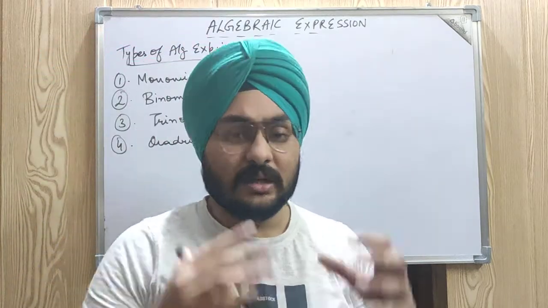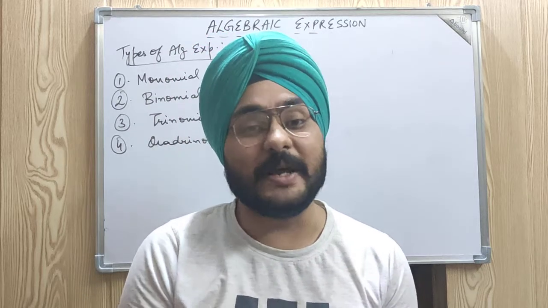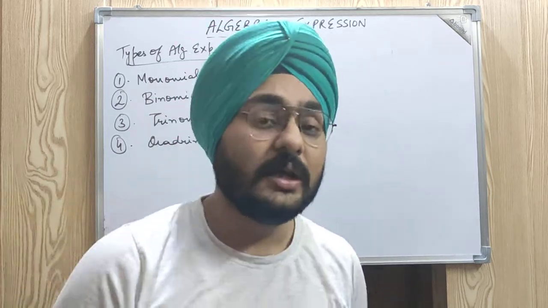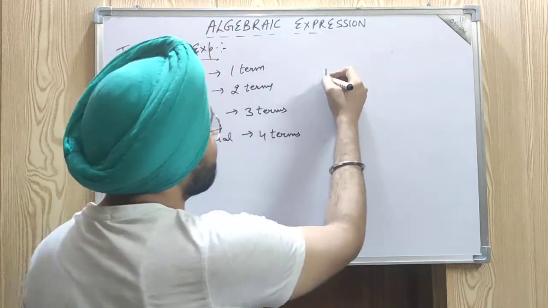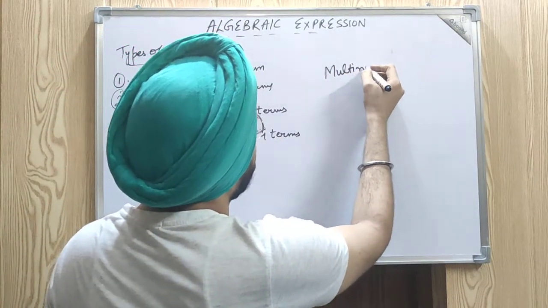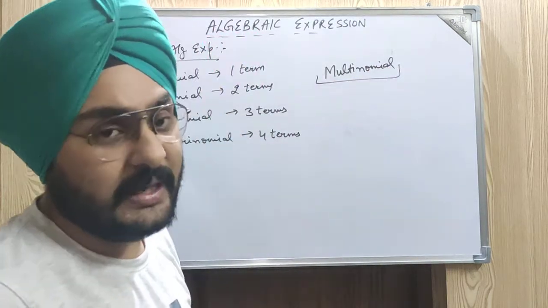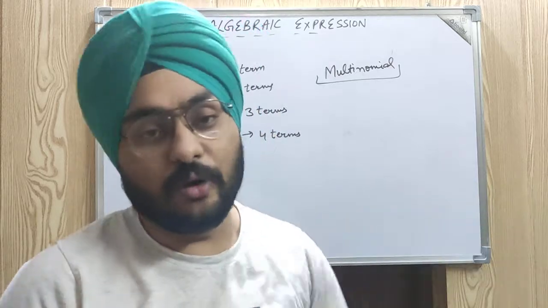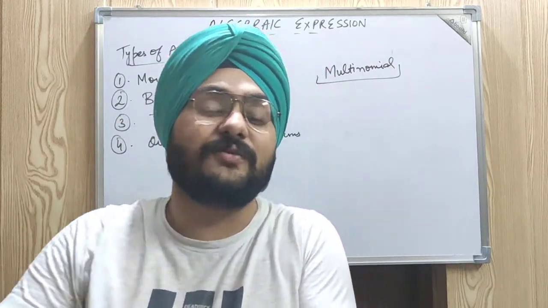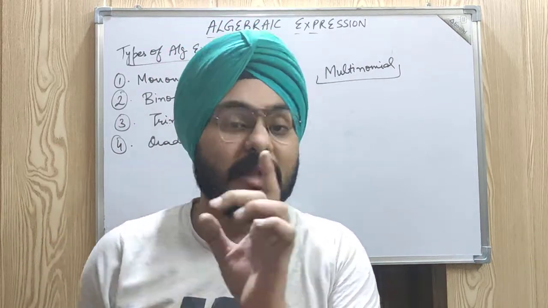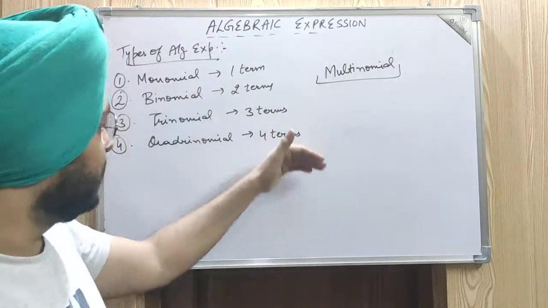Now, a question is coming in your mind. What will we say for an expression having more than 4 terms? If we are having an expression having more than 4 terms, we are just saying it as multinomial. Multinomial means expression having more than 4 terms. So after 4 terms, basically for 5 terms, for 6, for 7, we are not giving them names. We are just saying it as multinomial. So I hope this will be clear.